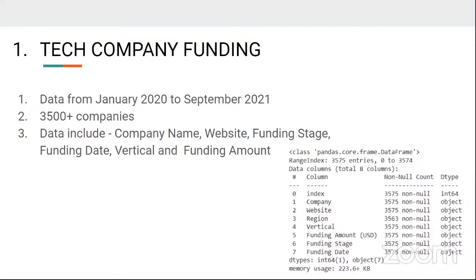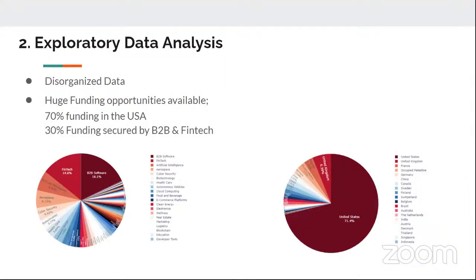So just a little bit of basic background about the data structure that we received. This data structure consists of over 3,500 companies across the world, ranging from Jan 2020 to September. This data included various features like company labels, funding stage, funding data, verticals, and funding amount, out of which we had a lot of problems with the data, as some of it was missing and some of it had just random stuff inside it. So the cleaning took a lot of effort. In the initial EDA, we saw there was a lot of funding to be received, of which 70% was available to US startups, and the 2 verticals that took over 30% of the funding were fintech and B2B industries.